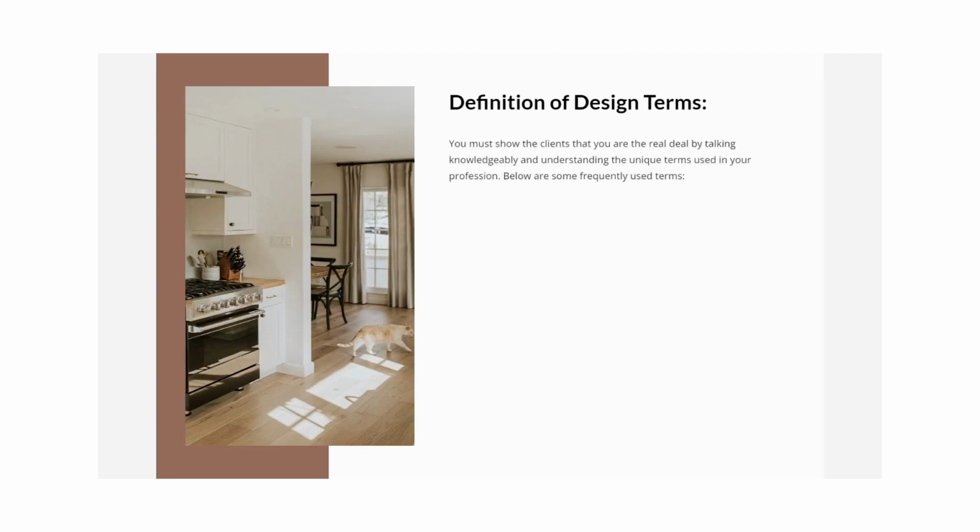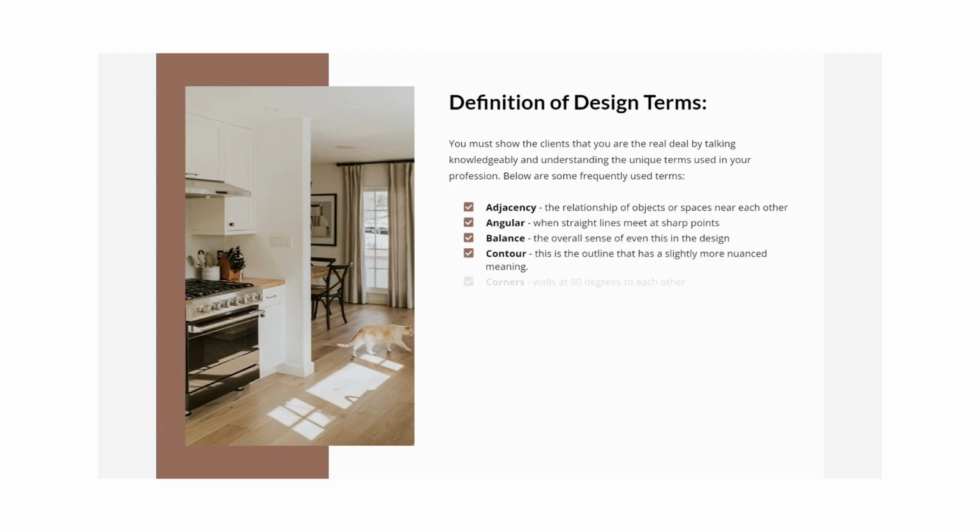Definition of design terms. You must show the clients that you are the real deal by talking knowledgeably and understanding the unique terms used in your profession. Below are some frequently used terms. Adjacency, the relationship of objects or spaces near each other. Angular, when straight lines meet at sharp points. Balance, the overall sense of evenness in the design.